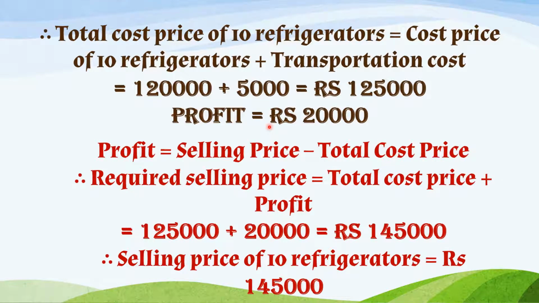So the profit is equal to selling price minus total cost price. So required selling price is equal to total cost price plus profit. So 1,25,000 plus 20,000 is equal to 1,45,000. So the selling price of the 10 refrigerators is equal to rupees 1,45,000.